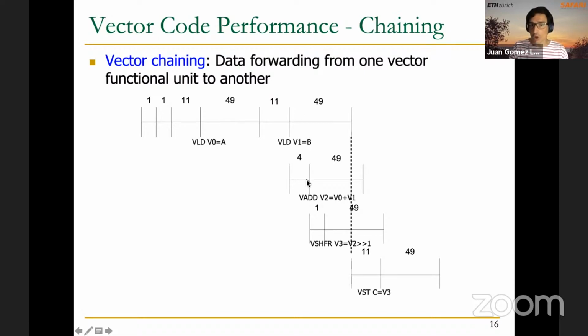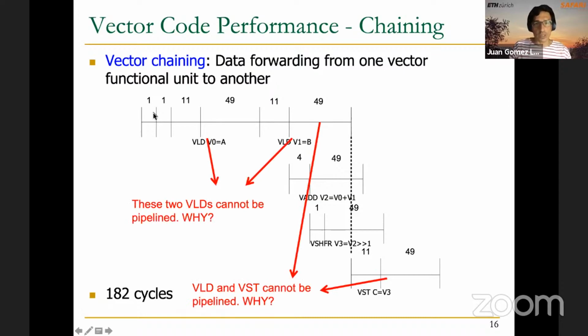And as soon as we compute element 0 of this vector register B2, we can start the execution of the next instruction, which is this shift right that takes one cycle, and then we have to wait 49 more cycles to complete the execution for the 50 elements of the vector, right? We can reduce the execution time quite significantly here by using this chaining technique. But still, notice that it is possible to improve our hardware even more and obtain even more performance.